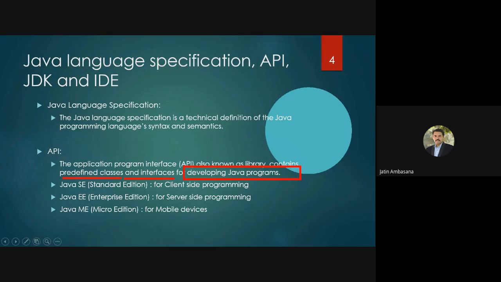Okay, so you might have seen in our lab session, we used the java.util Scanner class, right? The Scanner class is available in the java.util package, right? So what is this package? This package is called an API, the utility API. This package represents the utility API.